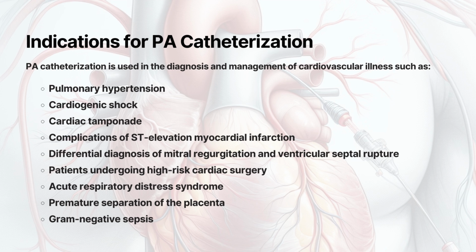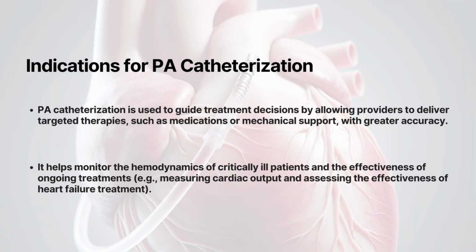Indications for PA catheterization. PA catheterization is used in the diagnosis and management of cardiovascular illness, such as pulmonary hypertension, cardiogenic shock, cardiac tamponade, complication of ST elevation myocardial infarction. Differential diagnosis of mitral regurgitation and ventricular septal rupture. Patient undergoing high-risk cardiac surgery. Acute respiratory distress syndrome. Premature separation of the placenta. Gram-negative sepsis.